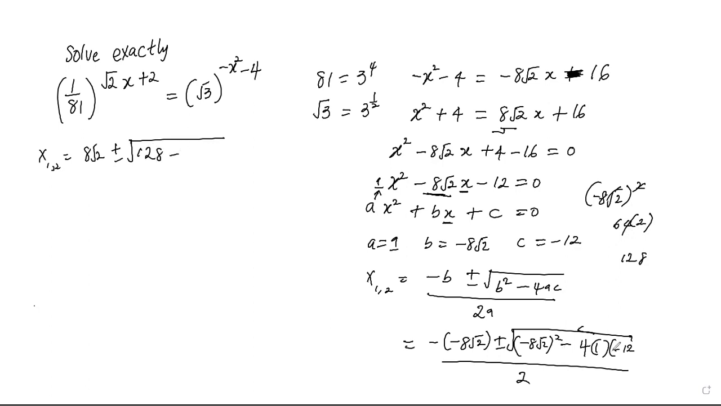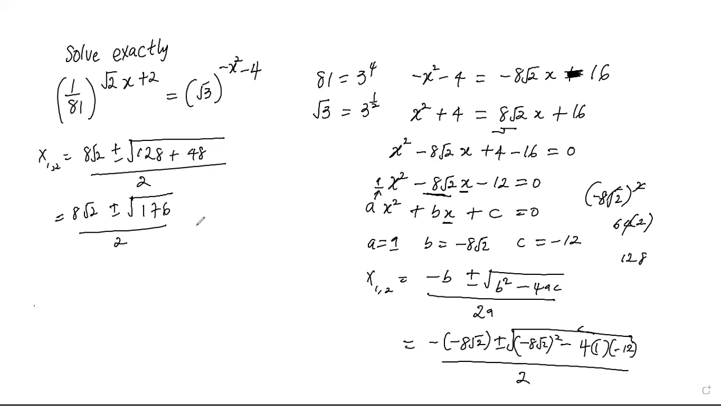So of course you have minus 4 times 1 is minus 4. Minus 4 times minus 12 is going to give us positive 48, right? Yeah, positive 48. So here we have plus 48 all divided by 2, right? Now we can go ahead and simplify further. So we have 8 root 2 plus or minus, 128 plus 48 will give me 176, all divided by 2.